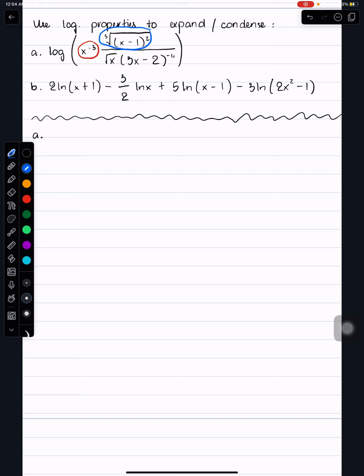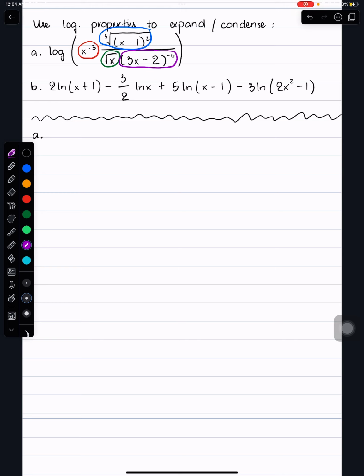And on the bottom, we can break it down into two separate things, right? I'm seeing square root of x as one group of its own. And I'm seeing 3x minus 2 all to the power of negative 4 as a group of its own, right? Because the 3x and the negative 2 are together in the parentheses. So they are a group.